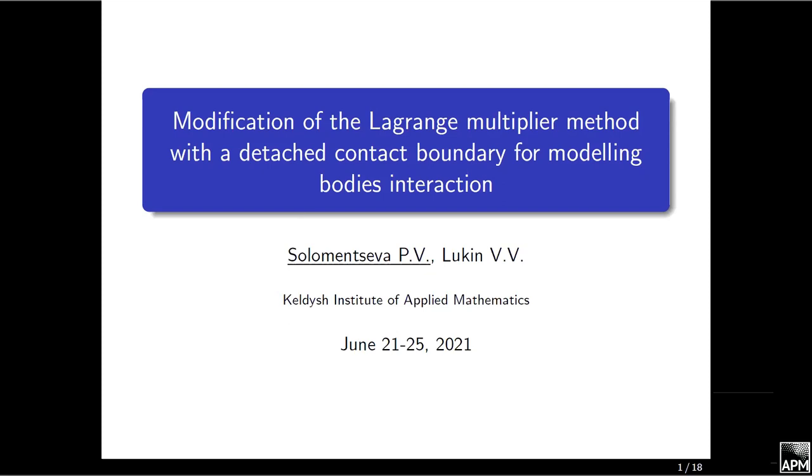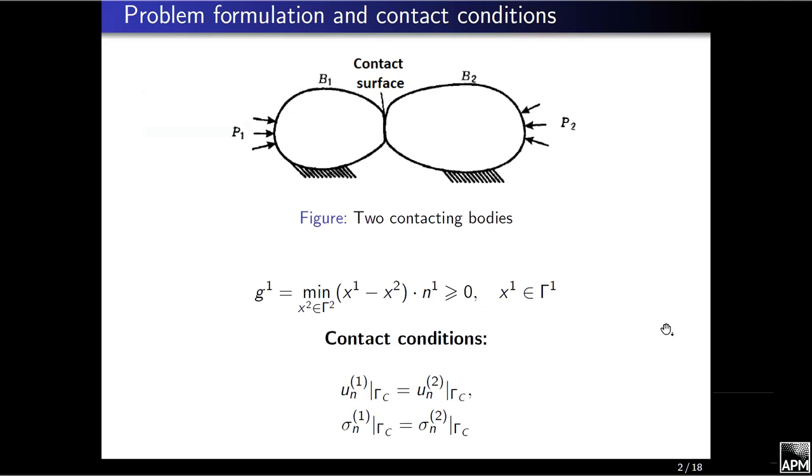Good day. My name is Solomon Silopalina, and my work is dedicated to a modification of the Lagrange multiplier method with a detached contact boundary for modeling contact interaction. Consider a contact problem of two elastic bodies. Let two bodies B1 and B2 make contact as a result of applied loads. The contact condition depends on the gap between the bodies, which takes this form. Here, X1 and X2 are points on bodies 1 and 2, respectively. Gamma 1 and gamma 2 are surfaces of the bodies, and N is the outer normal vector to surface B1 at point X1.